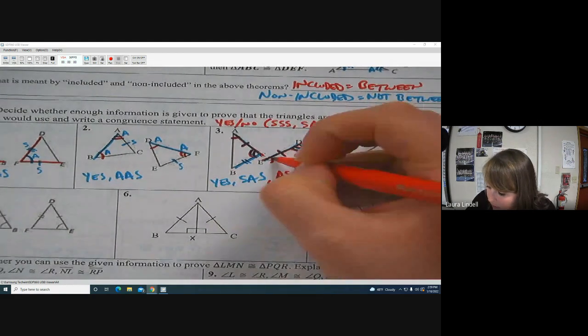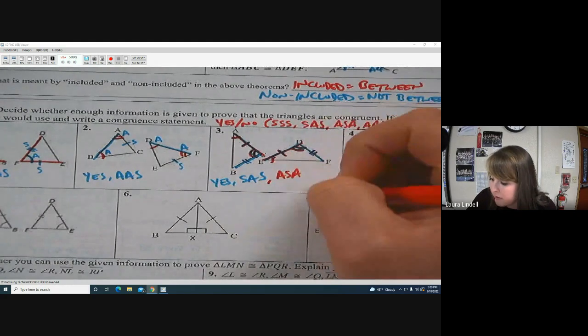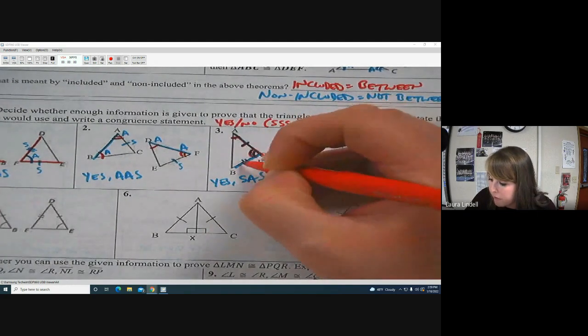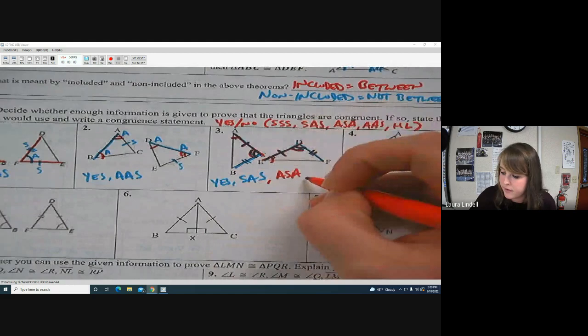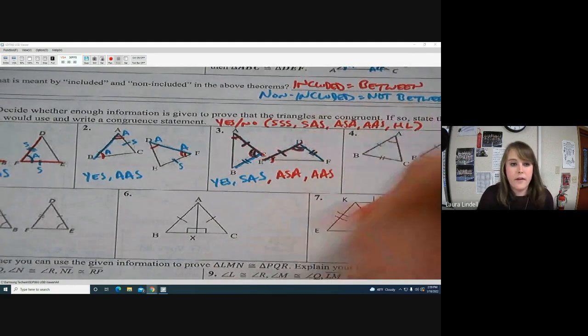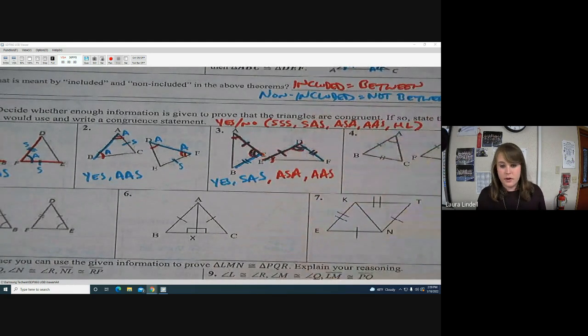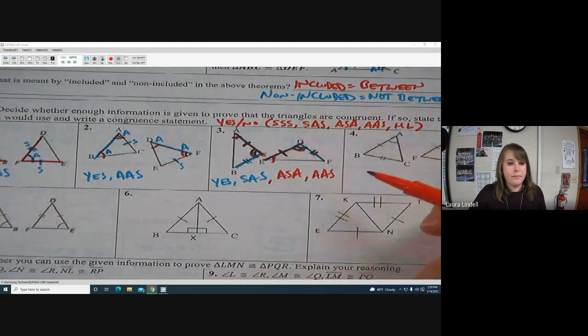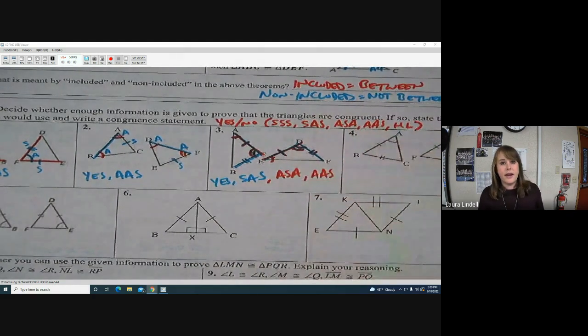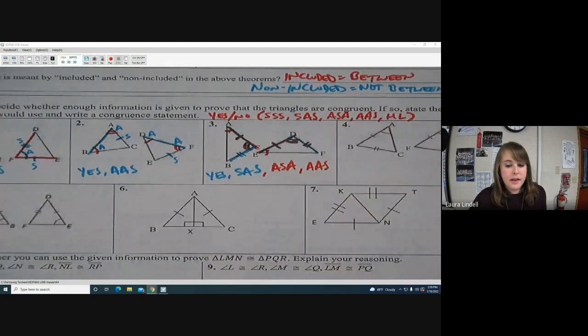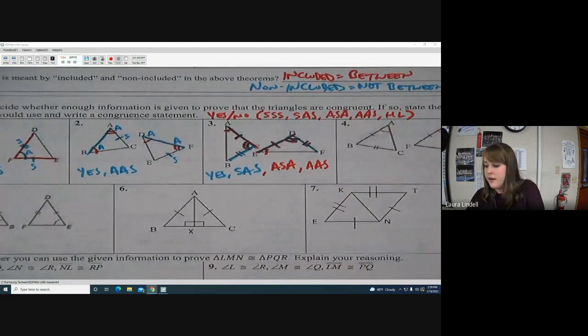You could go angle, angle, and then the not included side. Angle, angle, not included side. The only ones that don't work on this are SSS and HL, because this is not a right triangle, so I can't use HL. All right, so that one's a little bit different, but kind of fun to look at.